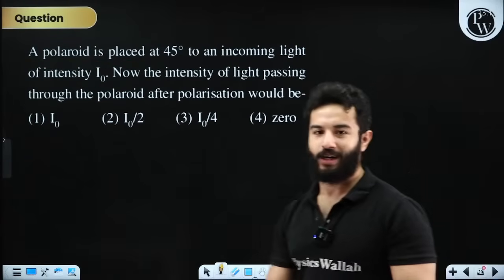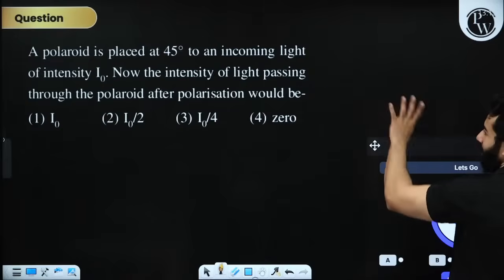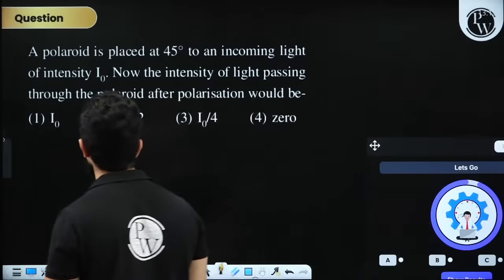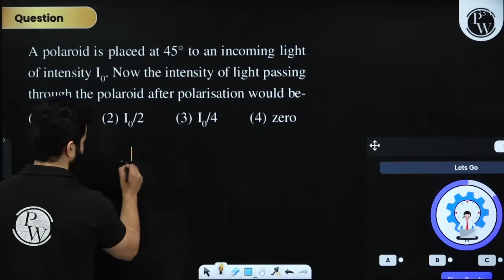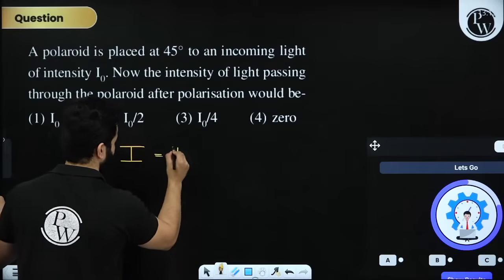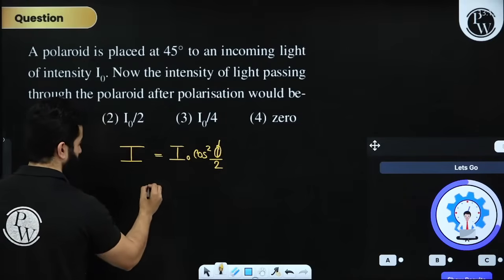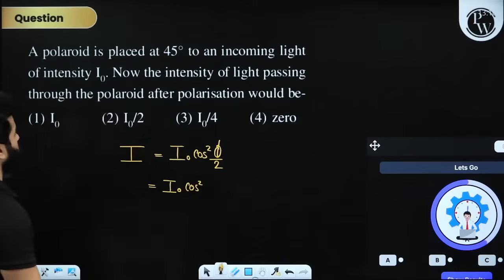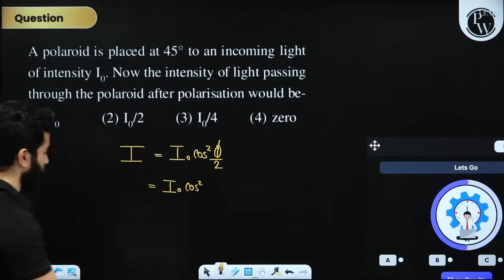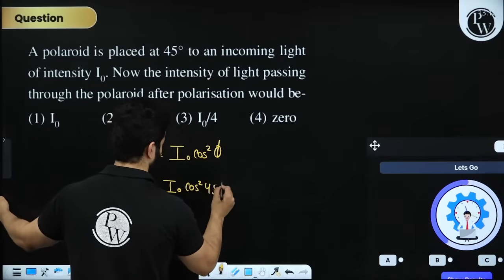Easy problem from polarization. A Polaroid is placed at 45 degrees, starting the timer, 60 seconds. A Polaroid is placed at 45 degrees to an incoming light of intensity I0. Now the intensity of the light passing through the Polaroid will be? Intensity will be simply I0 cos squared phi, or theta. Simply this, find the answer.